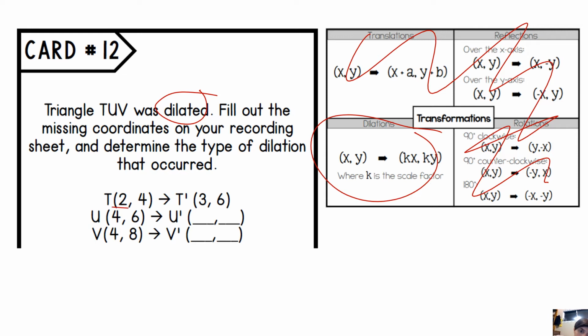Ew. So 2 goes to 3 and 4 goes to 6. That looks like +1 and then +2. But the thing is, it's a dilation. Dilation is a scale factor. Factor says multiplication. So this is going to be nasty. So we're going to have to remember that the scale factor is the image divided by the pre-image.